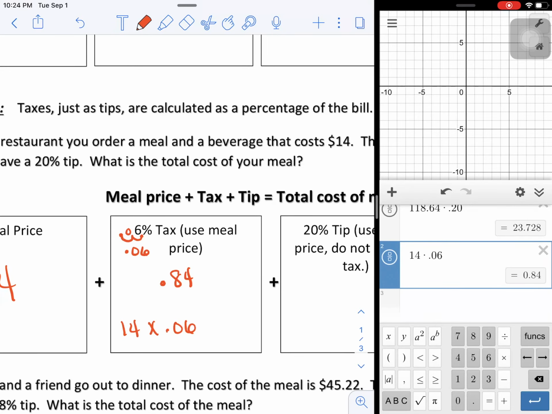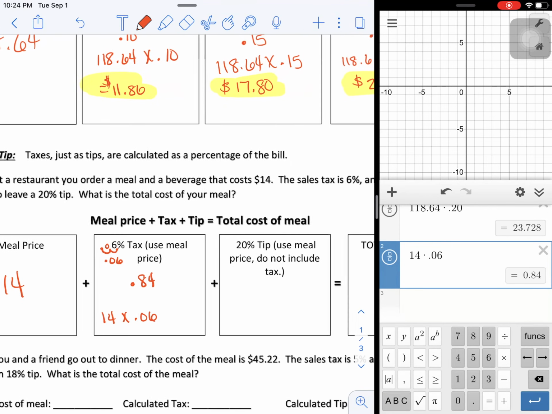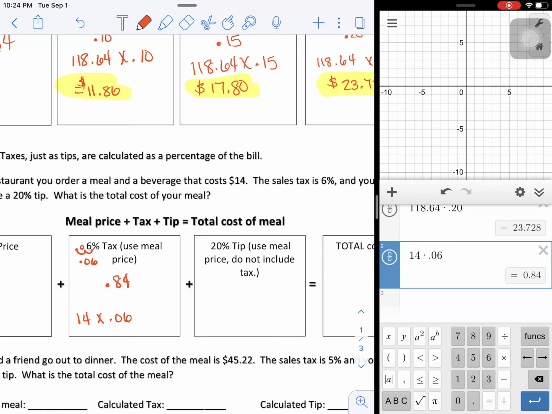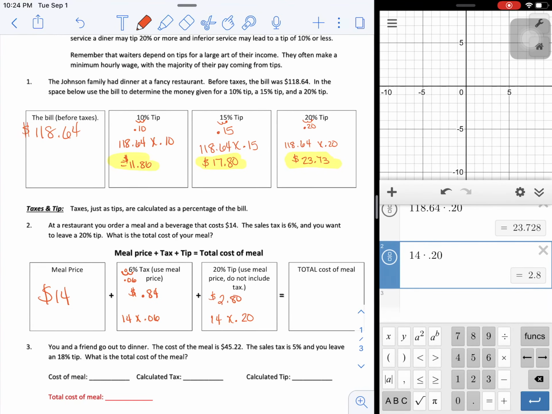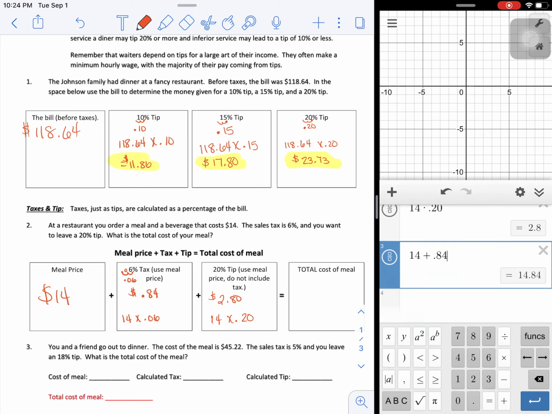Okay. And again, when I use the tip, I am taking the tip out of the meal price, not with the tax. So 20% is 0.2. So I am taking $14 times 0.20. And I get $2.80. And if we add up the 3 numbers, this is what we're going to owe for the whole meal. So $14 plus 84 cents plus $2.80. And I am going to pay $17.64.